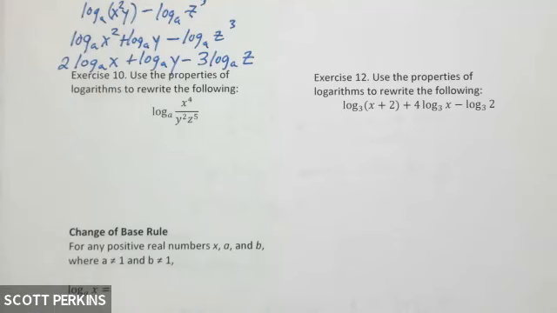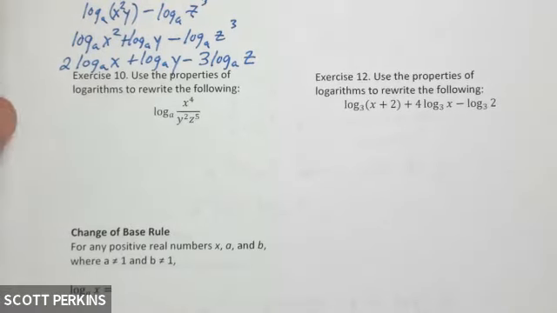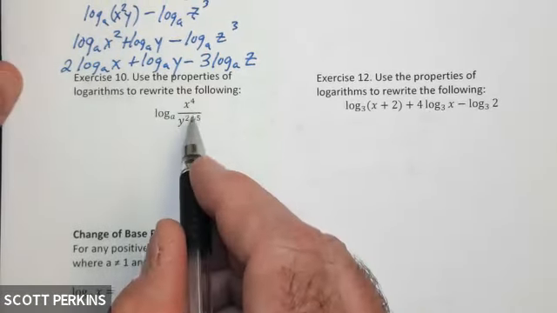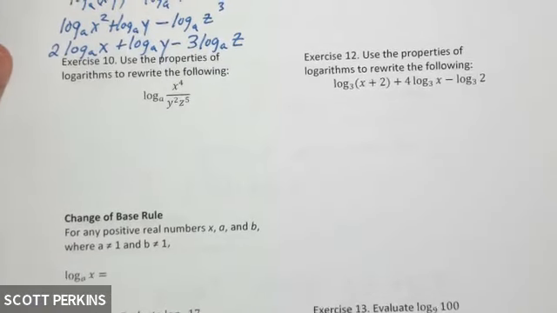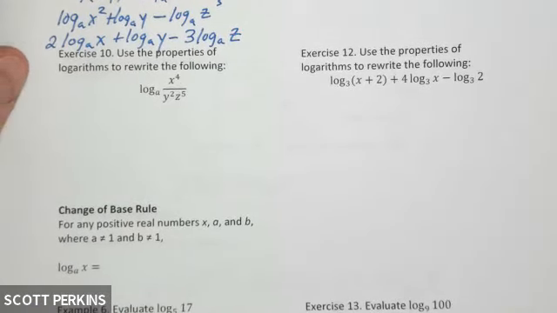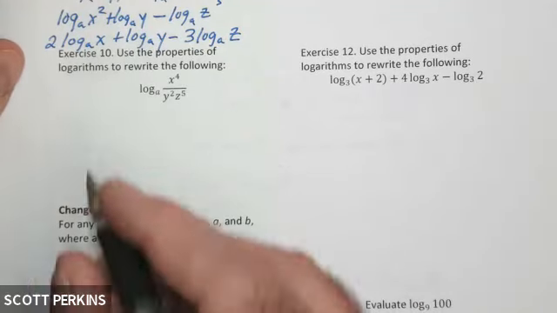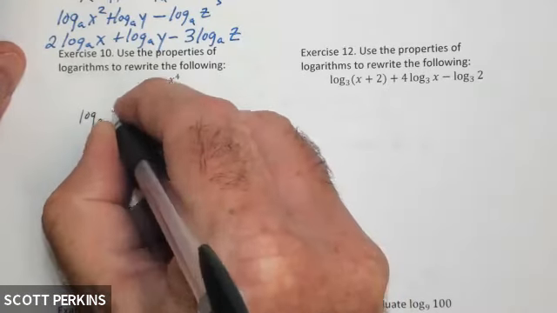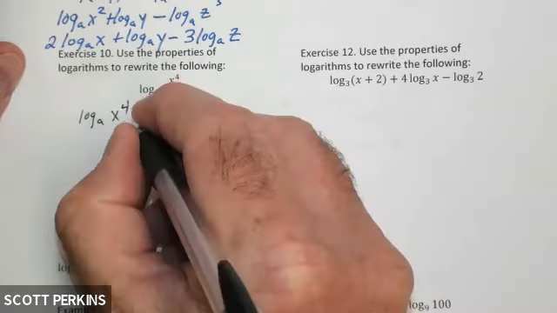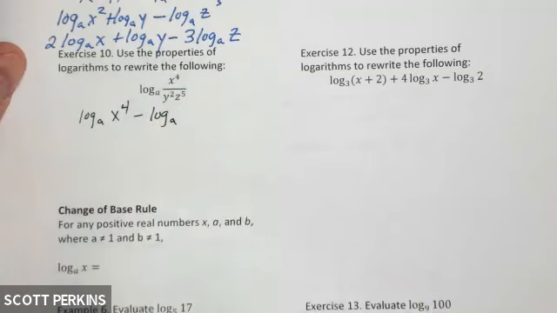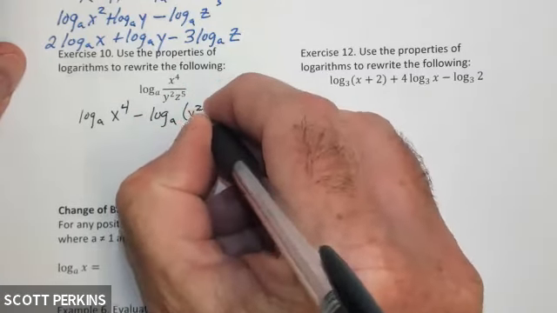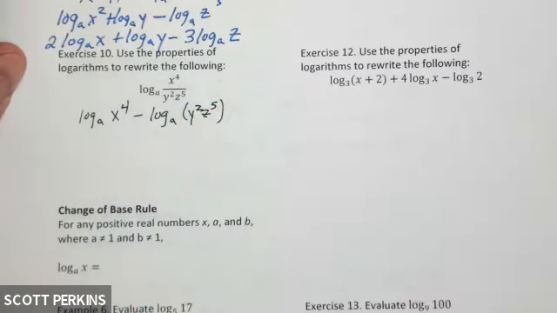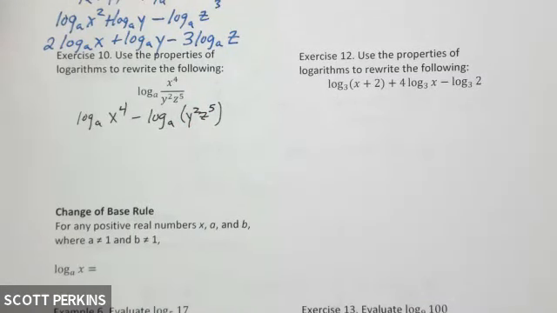All right, so I'm going to get started. If you got any questions, let me know. So again, I've got a quotient. I'm going to start with that quotient right there, and I'm going to break that fraction apart. So again, my quotient rule is I subtract my exponents. So I have the log base a of the thing in the top, which is x to the 4th, minus the log base a of that thing in the bottom, which is y squared times z to the 5th. You did that, you're off to a good start.